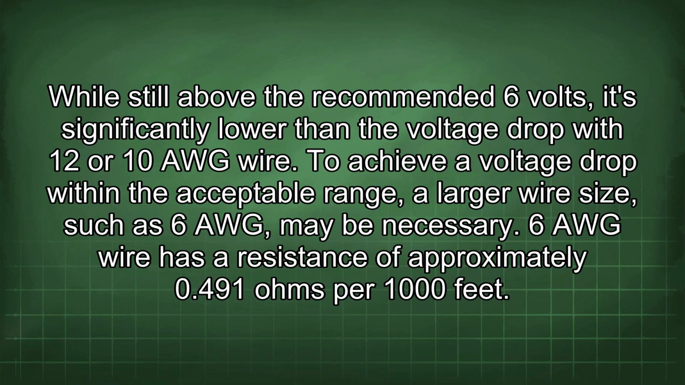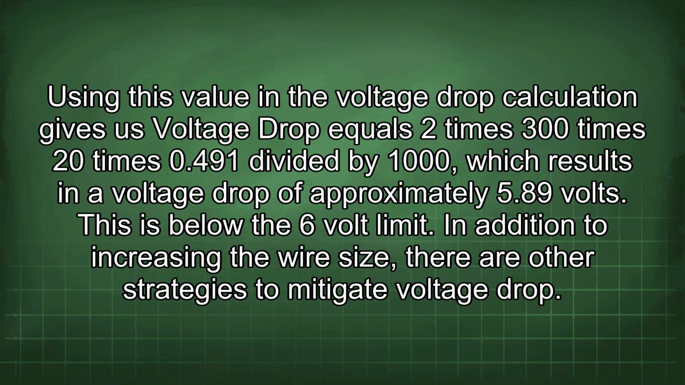To achieve a voltage drop within the acceptable range, a larger wire size, such as 6 AWG, may be necessary. 6 AWG wire has a resistance of approximately 0.491 ohms per 1000 feet. Using this value in the voltage drop calculation gives us voltage drop equals 2 times 300 times 20 times 0.491 divided by 1000, which results in a voltage drop of approximately 5.89 volts. This is below the 6-volt limit.